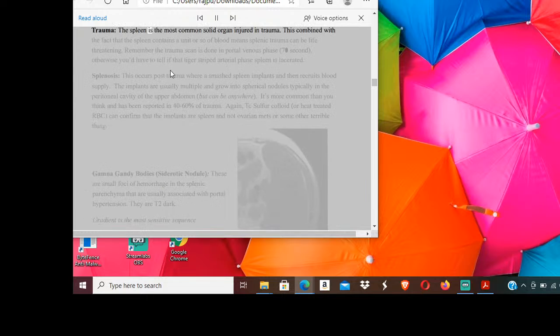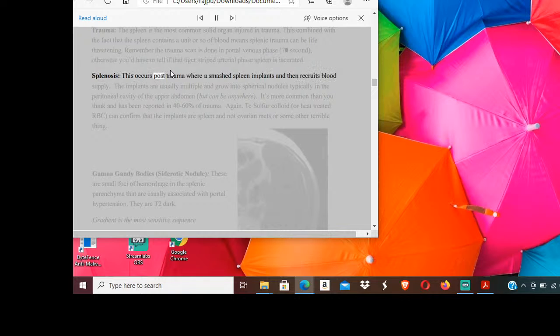Trauma. The spleen is the most common solid organ injured in trauma. This, combined with the fact that the spleen contains a unit or so of blood, means splenic trauma can be life-threatening. Remember, the trauma scan is done in portal venous phase. Otherwise, you'd have to tell if that tiger-striped arterial phase spleen is lacerated.